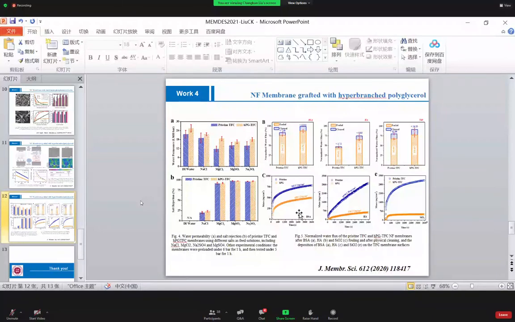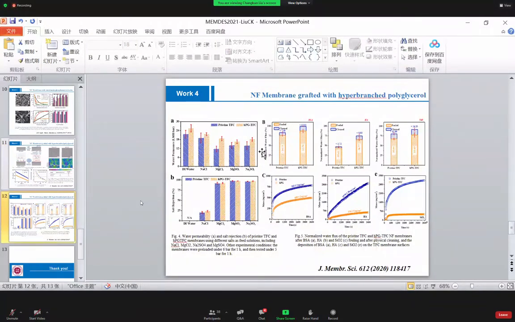We also carried out the QCM-D tests and found that for the modified membranes, the foulant mass increase only shows a small increasing trend, while for the pristine membranes, it shows a significant increasing trend as time increases.